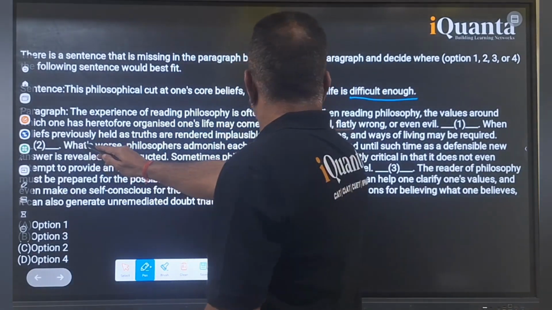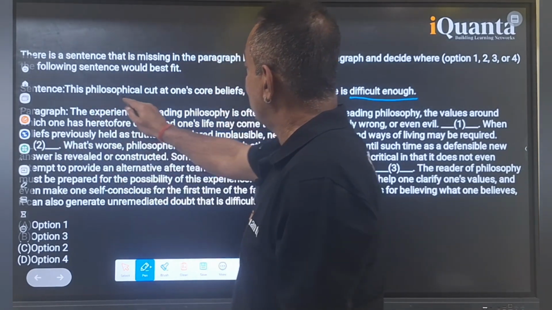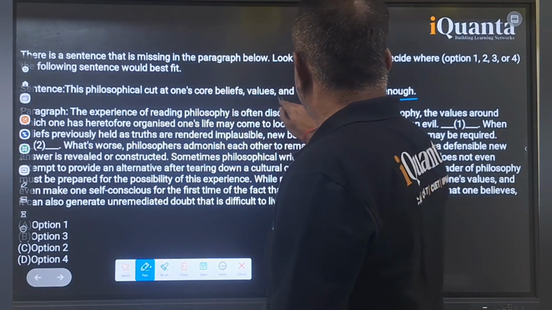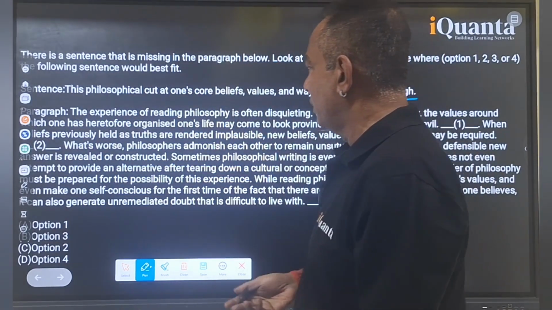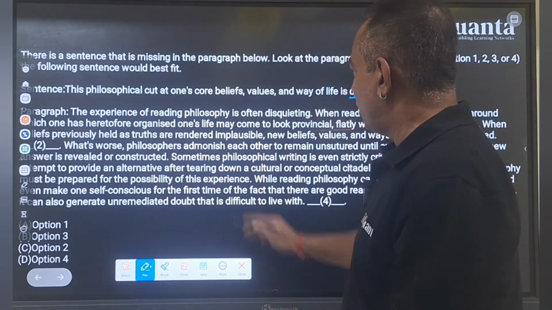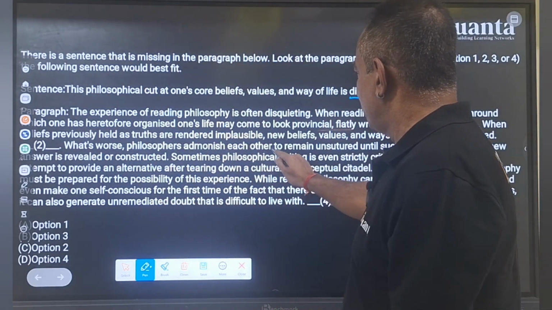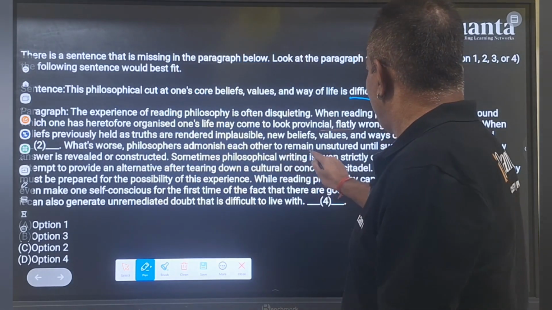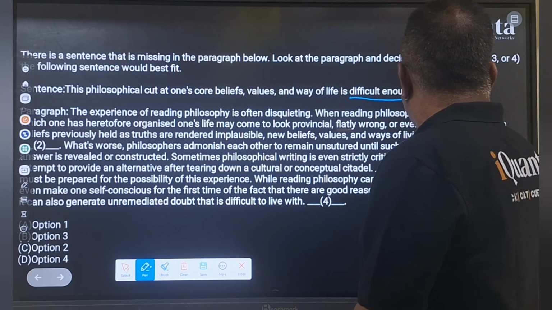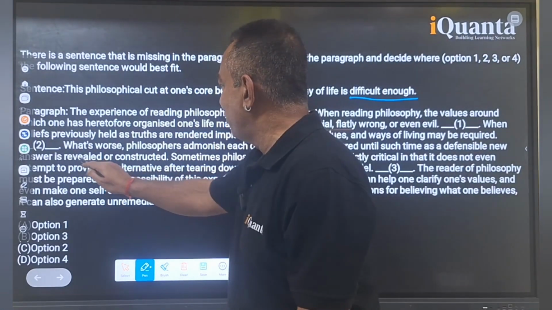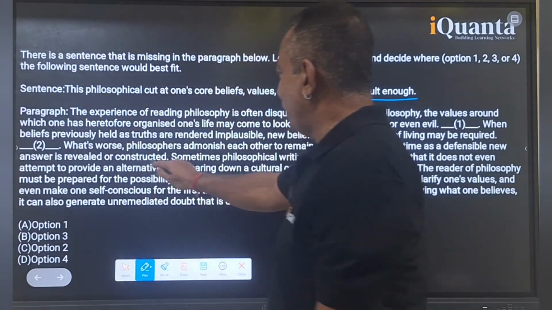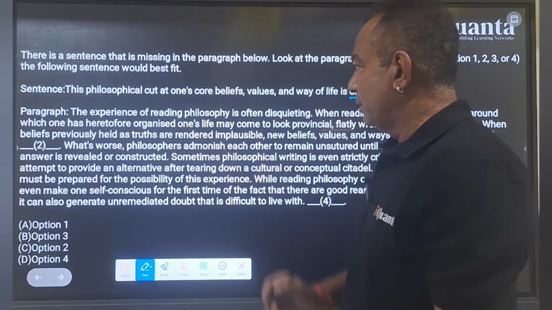Then there's this option that we could put here: the philosophical cut at one's core beliefs, values, and way of life is difficult enough. Let's go on and then we'll decide. What's worse? Philosophers admonish each other to remain unsutured until such time as a defensible new answer is revealed or constructed.